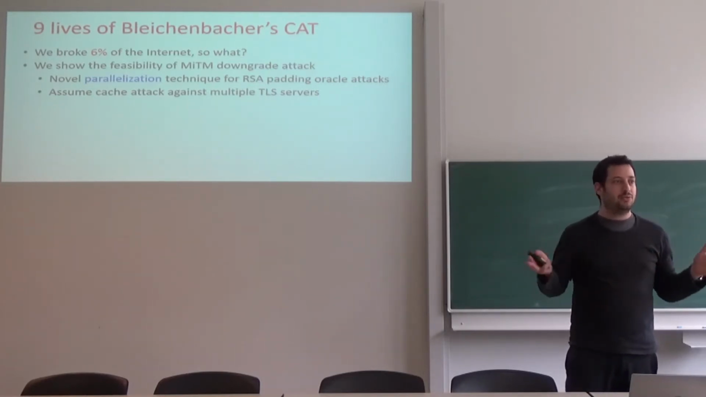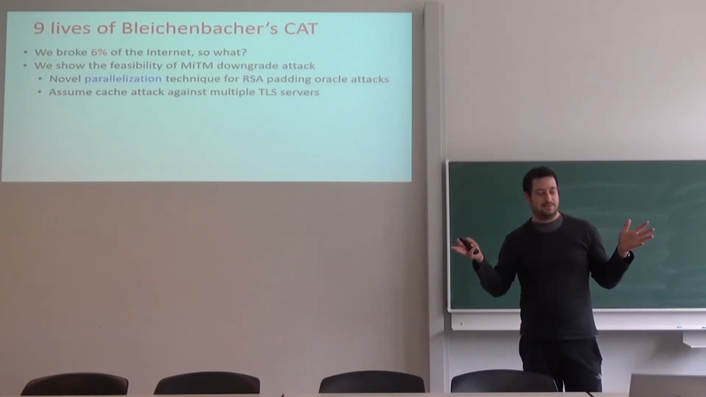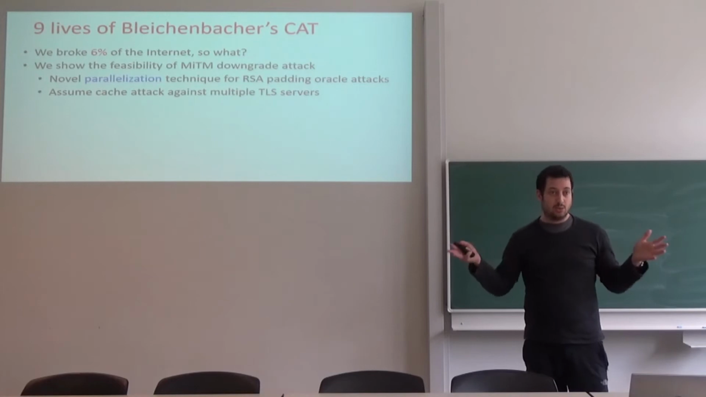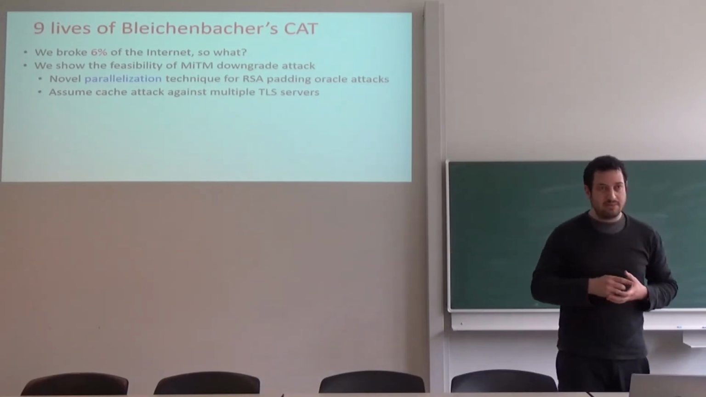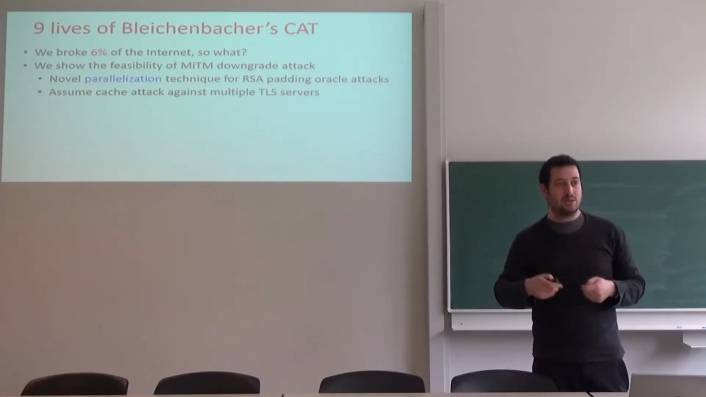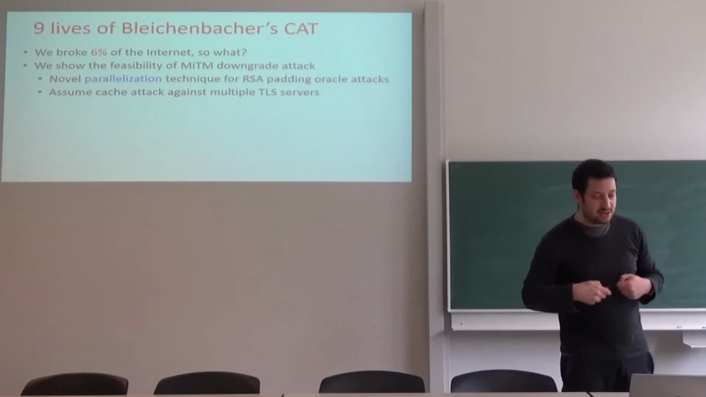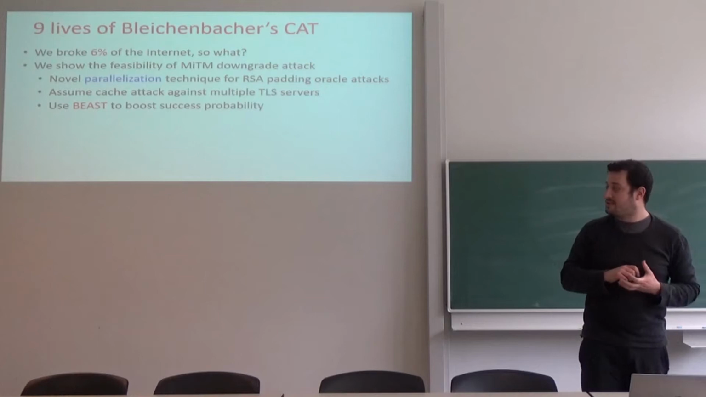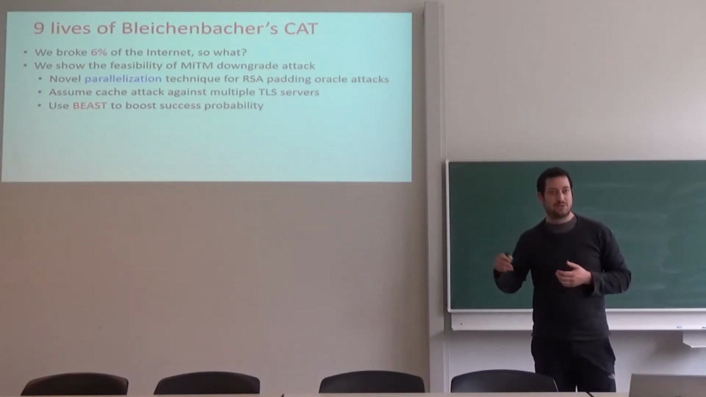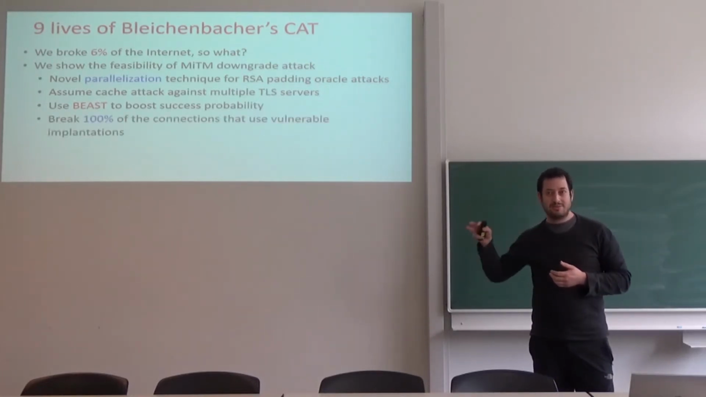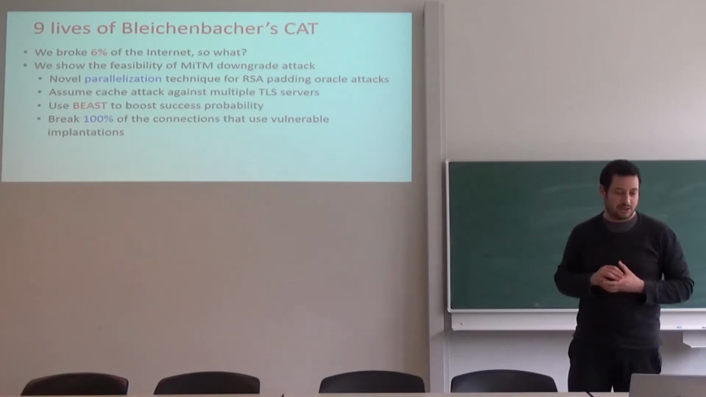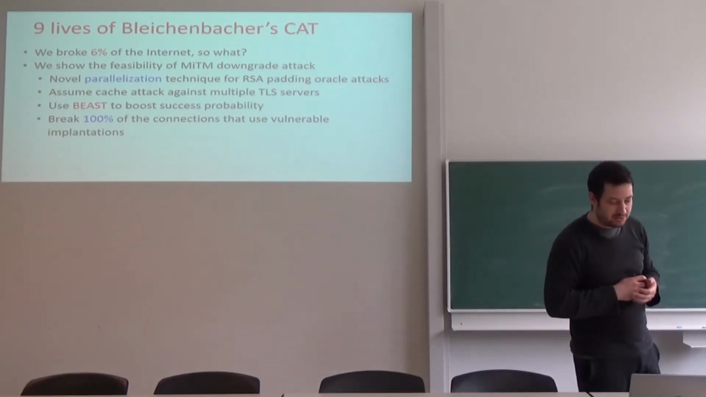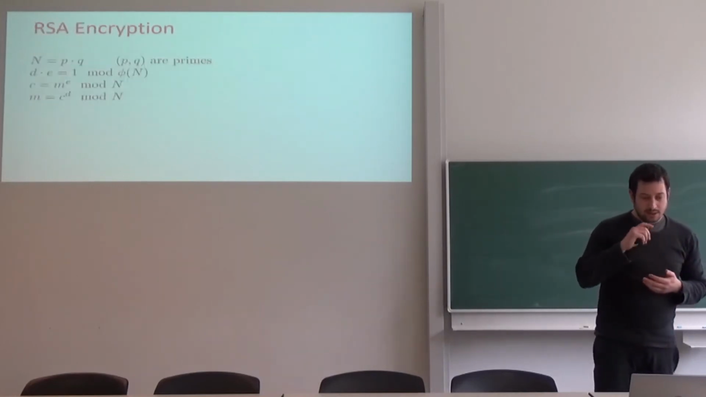For example, if we have several servers for Facebook or Gmail in different regions in the world to have better latency and higher bandwidth, then we use several different servers, parallelize our attack, and use what we call a BEAST attack that we'll explain shortly to boost our success probability. So combining all of this, we're able to actually take 100% of the connections that use these vulnerable implementations.